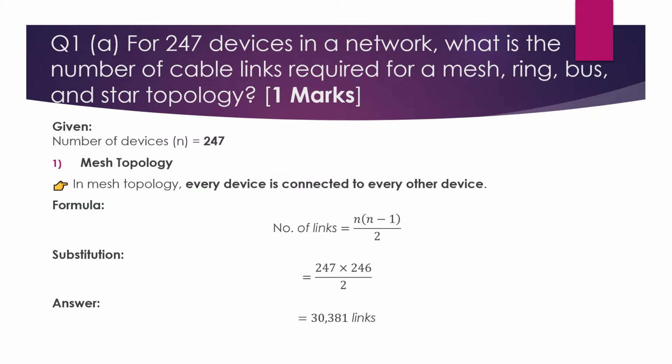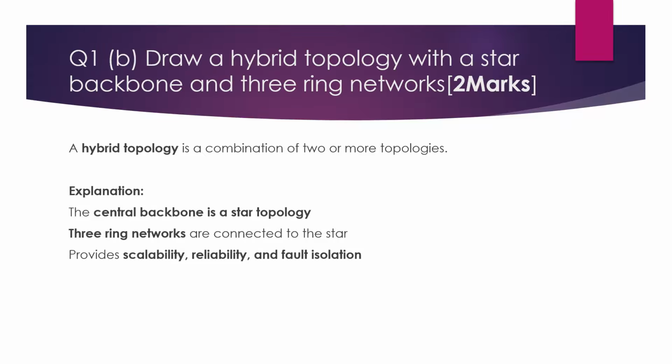Here we have to draw a hybrid topology with a star backbone and 3 ring networks. Before drawing that, you should know what is meant by hybrid topology. A hybrid topology is a combination of 2 or more topologies.